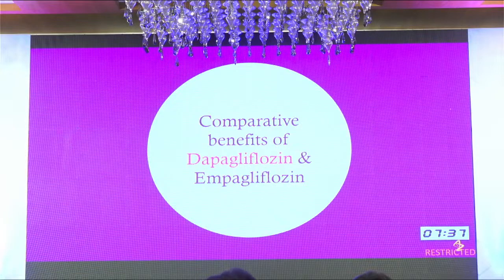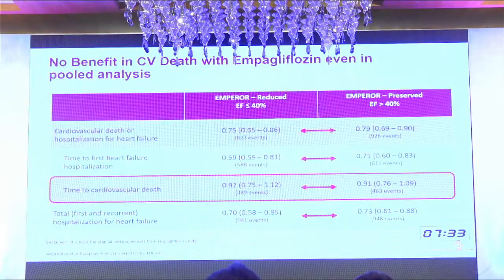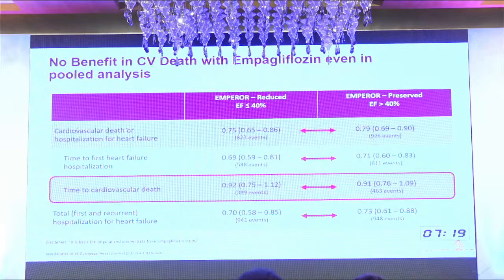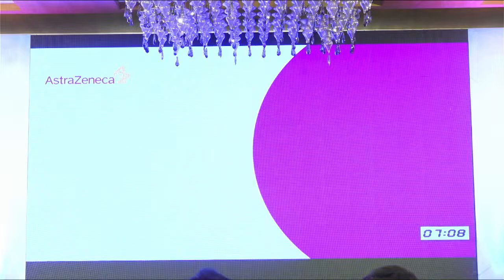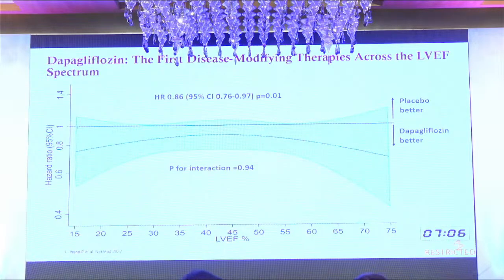drug which is in the market, what is the benefit of dapa versus empa is going to address in the next slide. So what was seen in the EMPEROR-Reduced, which was a trial where ejection fraction was less than 40%, or EMPEROR-Preserved, ejection fraction more than 40%, where the empagliflozin was used. The benefits, at least so far as cardiovascular death was concerned, was not seen with empagliflozin. But the trial was a bit different from the DELIVER trial combined with the DAPA-HF trial. So we cannot compare it totally head to head.